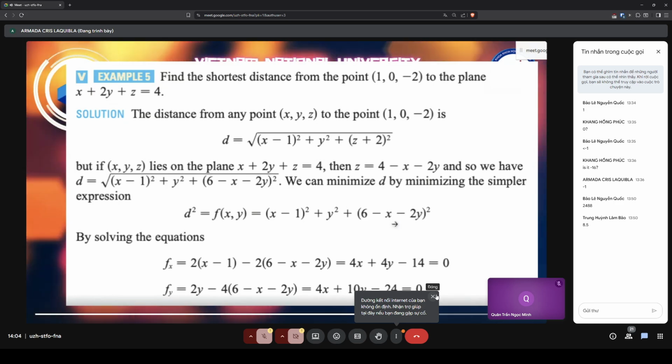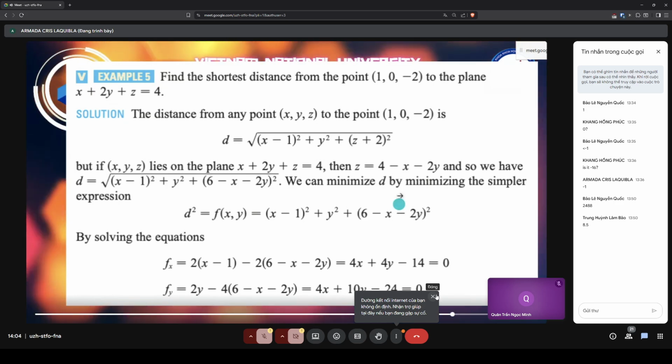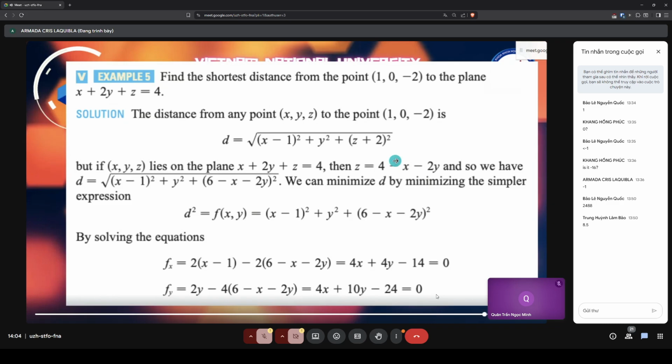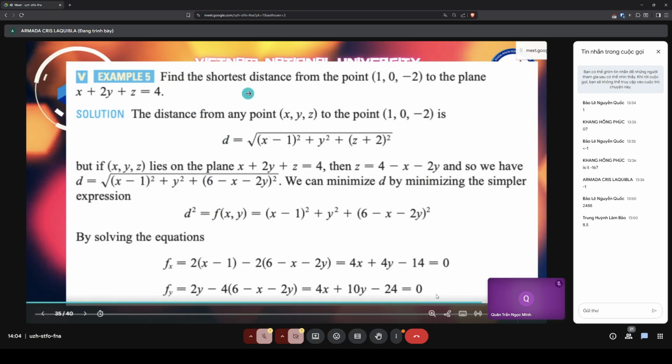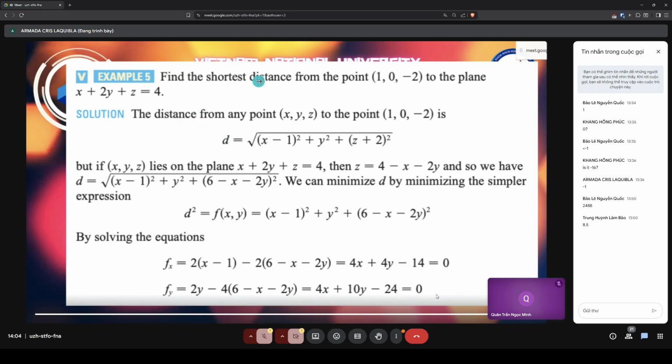Okay, it's time already, so we continue. This one we have finding the shortest distance from a point (1, 0, -2) to this plane x plus 2y plus z is equal to 4. Since this is asking for a shortest distance, we have to minimize the distance there. So for the distance, the formula is this one.